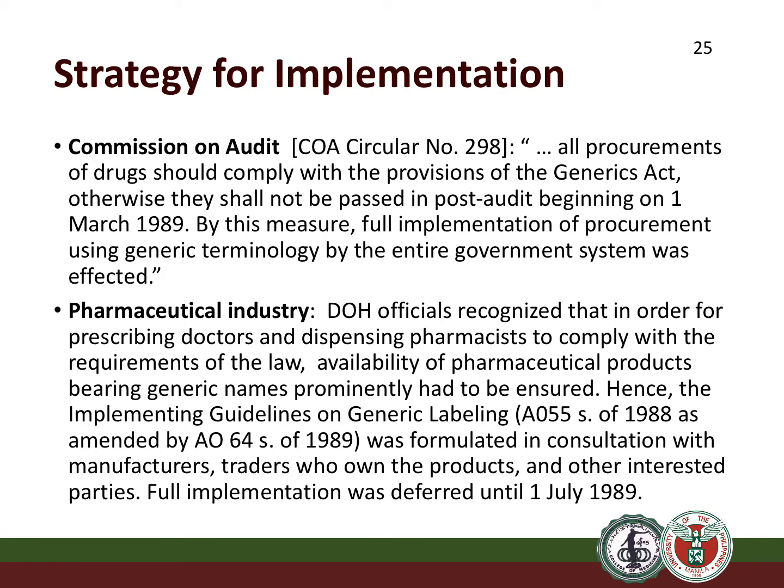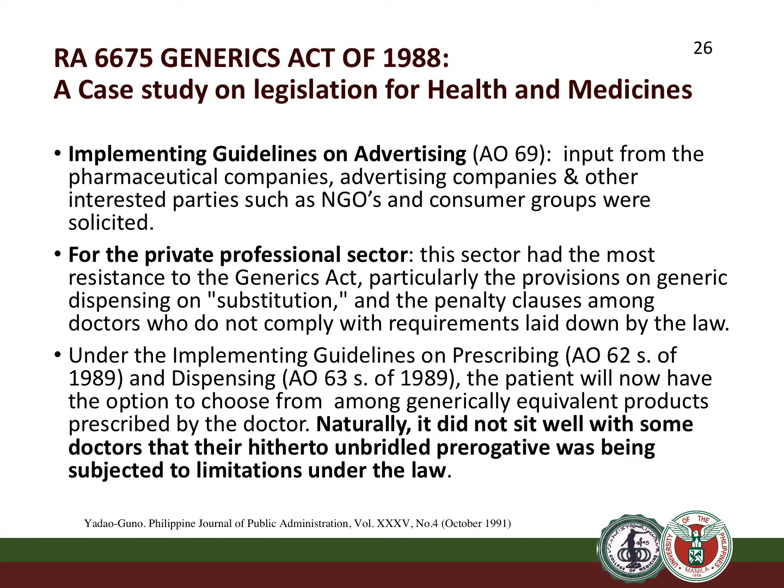The DOH also recognized that in order for doctors and dispensing pharmacists to comply with the requirements of the law, availability of pharmaceutical products bearing the generic names prominently had to be ensured. And so there were guidelines on generic labeling that were formulated in consultation with manufacturers, traders who own the products, and other interested parties. So that's why the full implementation of the law was delayed. There's also implementing guidelines on advertising and also for the private professional sector, meaning the groups of doctors.